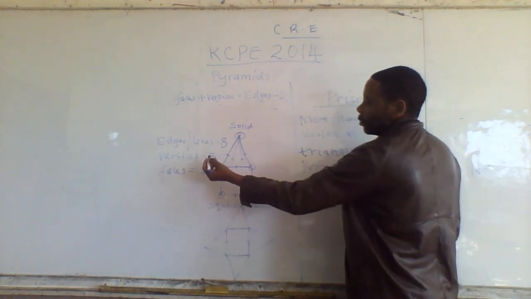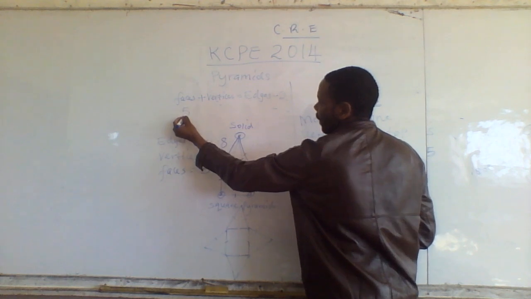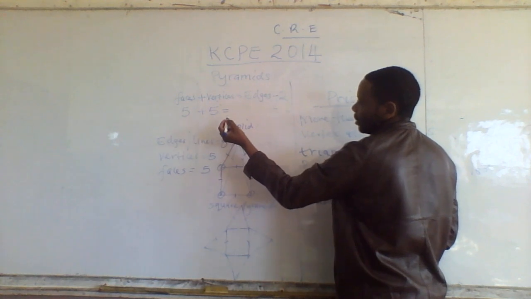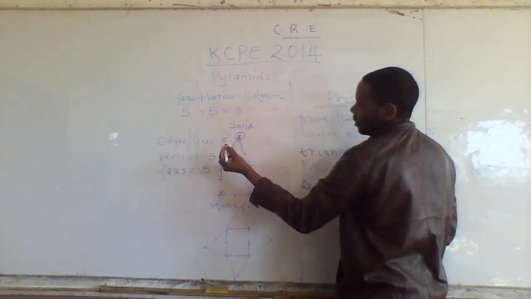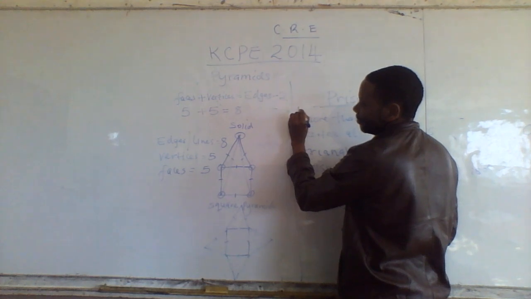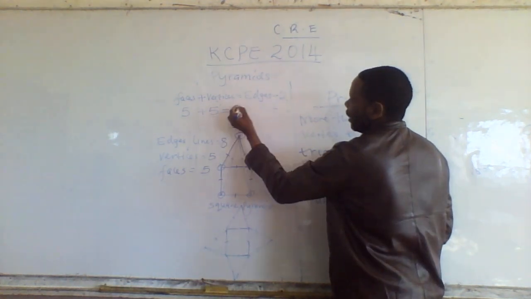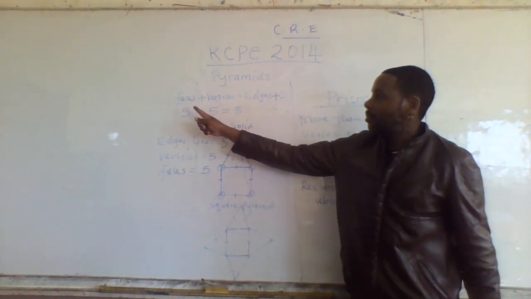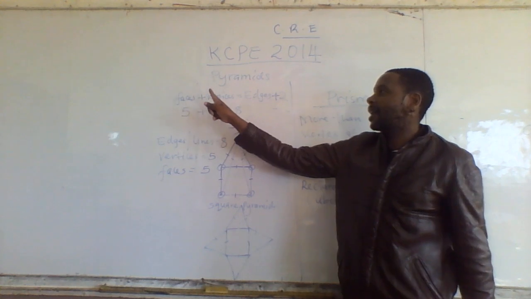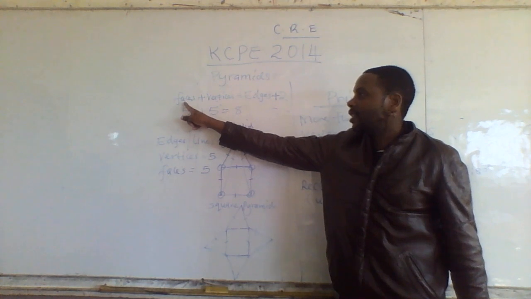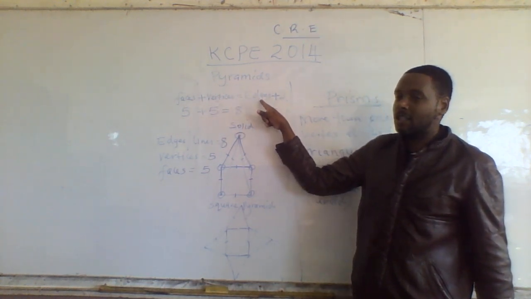What was the number of faces in this question? 5. What was the number of vertices? 5. What was the number of edges? 8. But 5 plus 5 is 10, not 8. Let me correct myself, the formula here is plus 2. Sorry for the mistake. Let's go again. Faces plus vertices equals to edges plus 2.